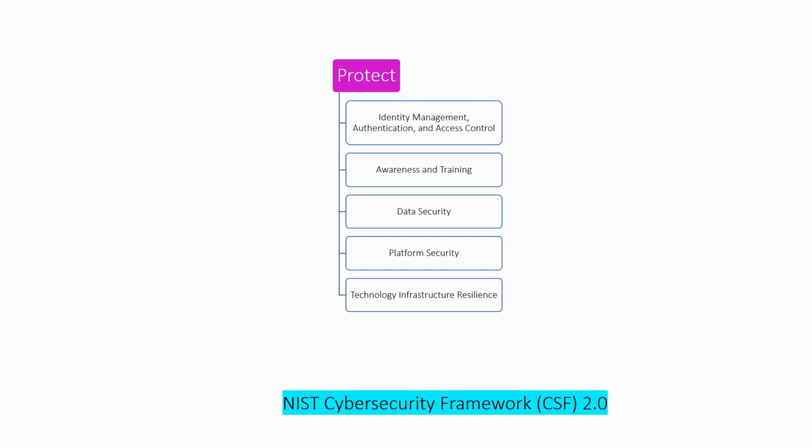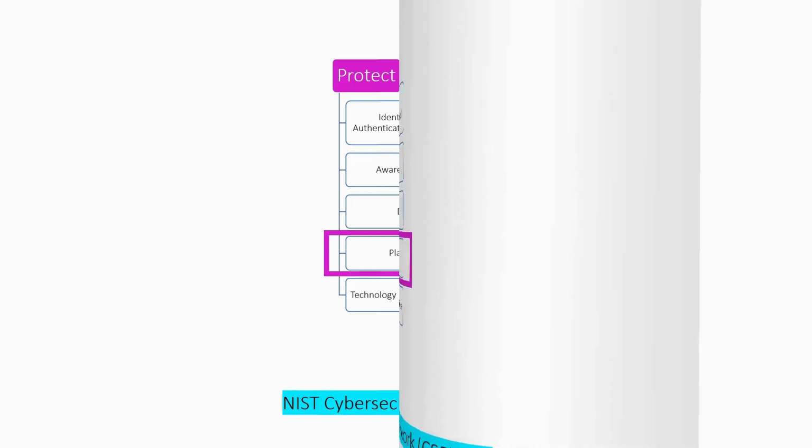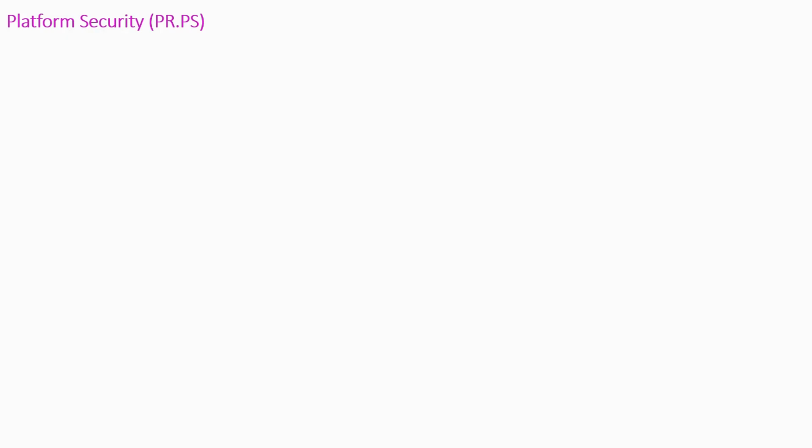In this lecture, we will discuss platform security, which is the fourth category of the Protect function. Platform security has a total of 6 subcategories. We will discuss in detail how to implement each one of these.